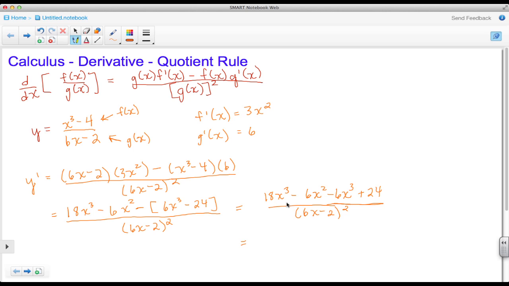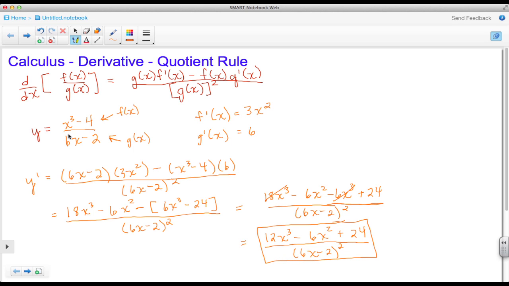And now let me look to my numerator to find like terms and simplify from there. So here I have two terms with x to the third. So I do 18 minus 6 to give me 12x to the third. So those go away. And then I have a negative 6x squared that can't be simplified, plus a 24, and I keep my denominator of 6x minus 2 quantity squared. Alright, so this here is in fact the derivative of the initial equation that we have here.